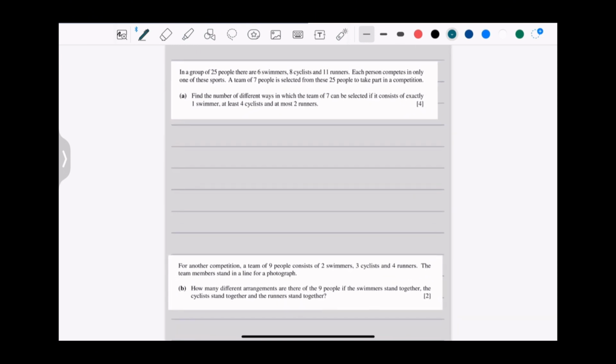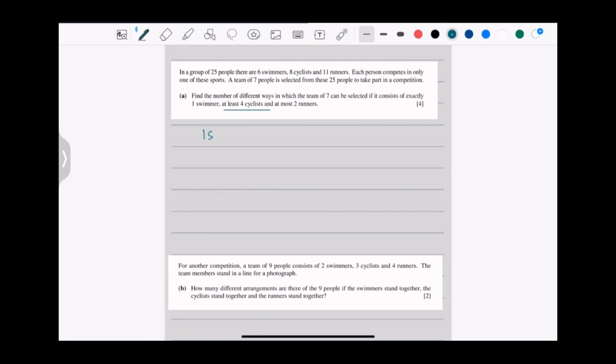So in a group of 25 students, there are 6 swimmers, 8 cyclists, 11 runners. Each person competes only in one of these sports. So 7 people are to be selected from those 25 people. Find the number of different ways in which 7 can be selected if there is exactly one swimmer. So we need to make our data. So one swimmer, at least 4 cyclists.